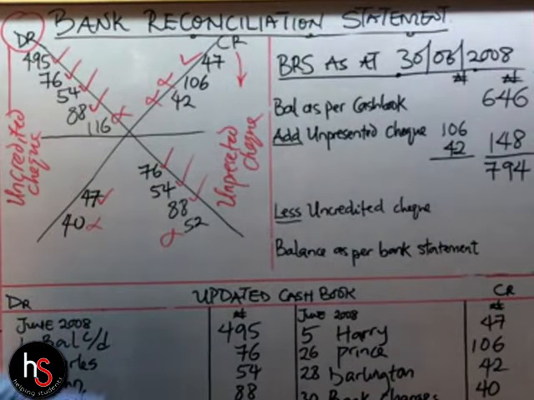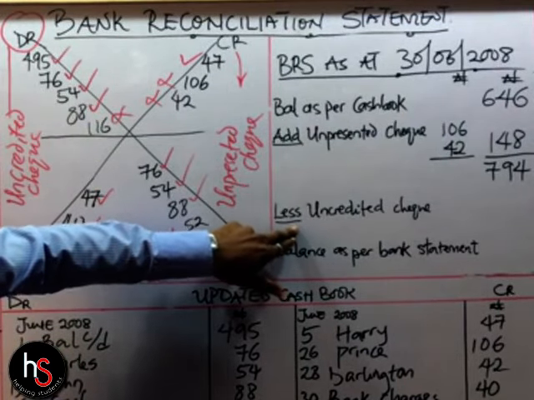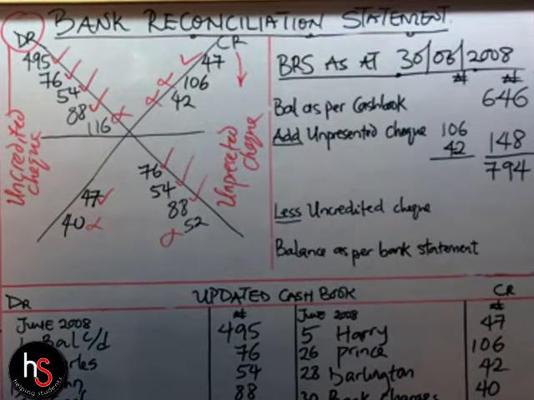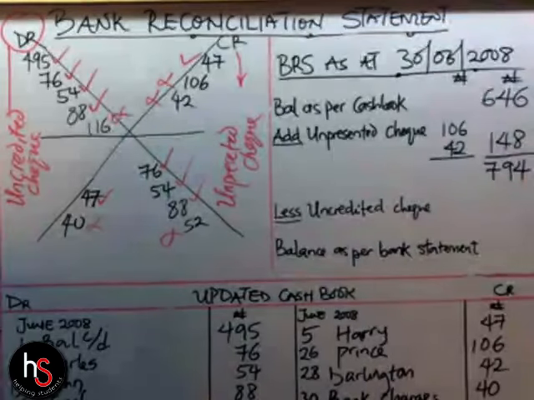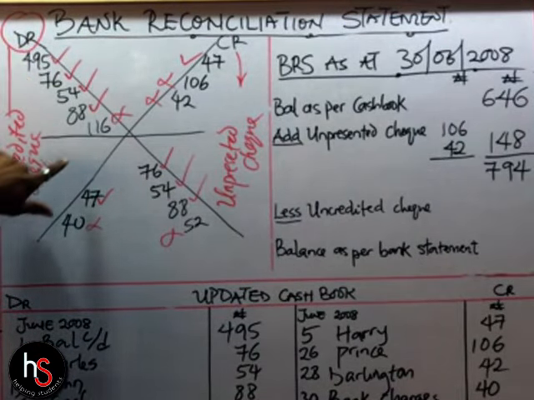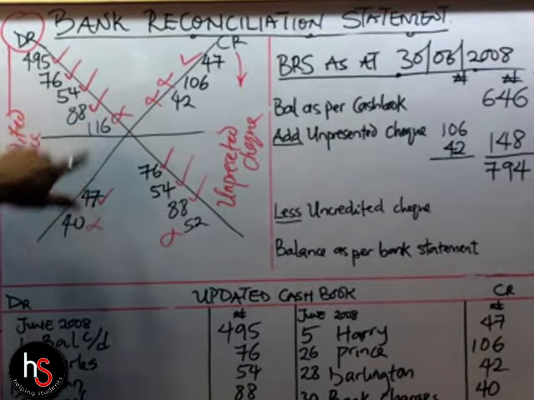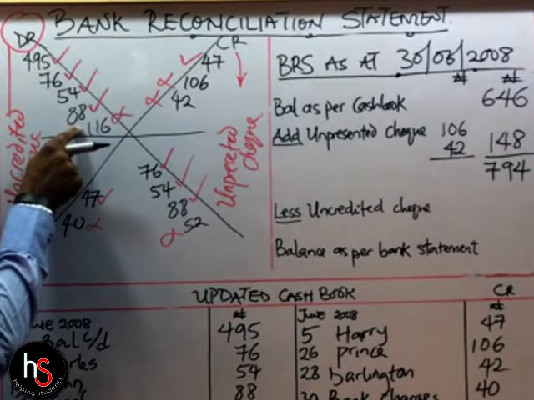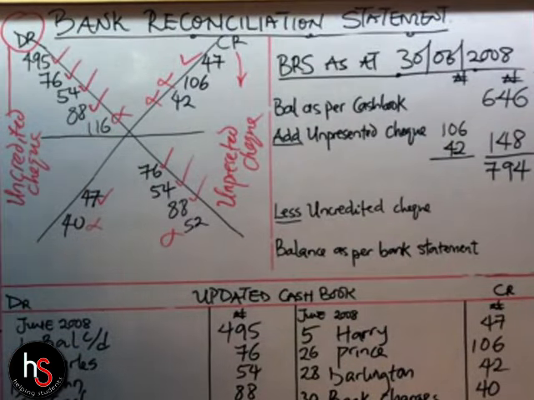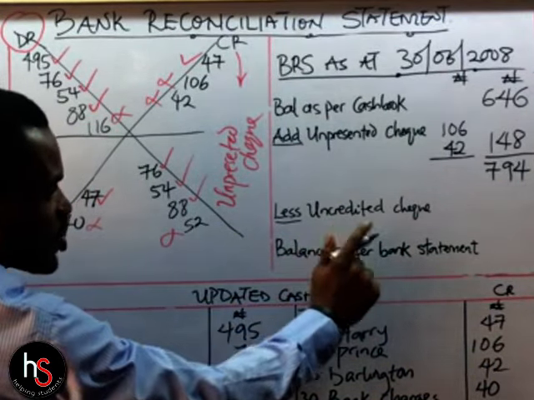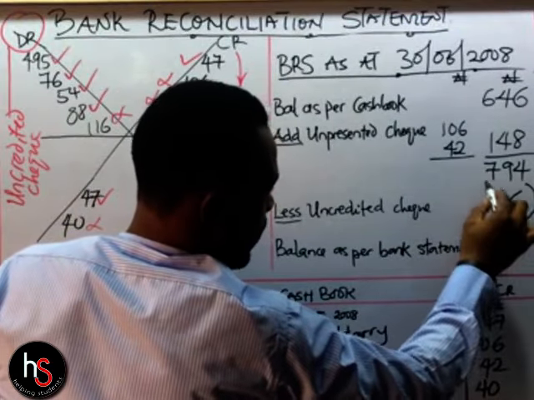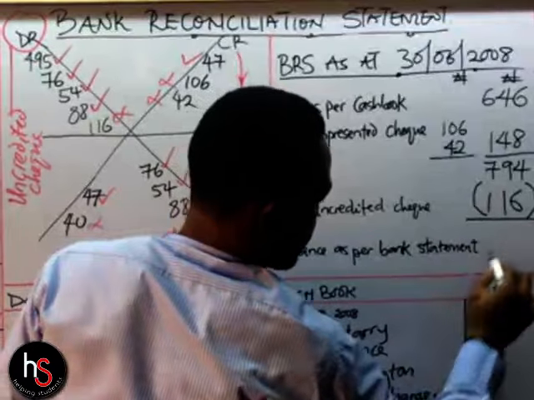Now the table tells us again that we should less the uncredited check. Now what is the value for our uncredited check? When we come over to this arrow, this model we have here, our uncredited check is what? 116. This is the value that is not ticked, that is not also reflecting on this place, okay? Which is 116. So our uncredited check is 116. Remember, we are subtracting it.